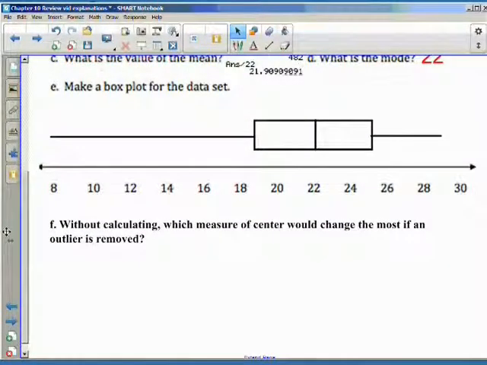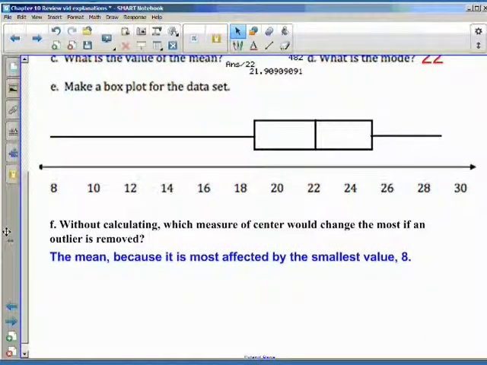Without calculating, which measure of center would change the most if an outlier is removed? In this case, we determined 8 to be an outlier. And just something you want to know, the mean will be most affected by outliers because it's most affected, in this case, by the value 8. When we find the mode, we cancel out the 8 like any other value that's smaller than the next value. But with the mean, we actually include it, and it gets added into the total values, and it always affects the mean. Outliers get excluded from modes quite easily because modes are most frequently occurring, and even the median.